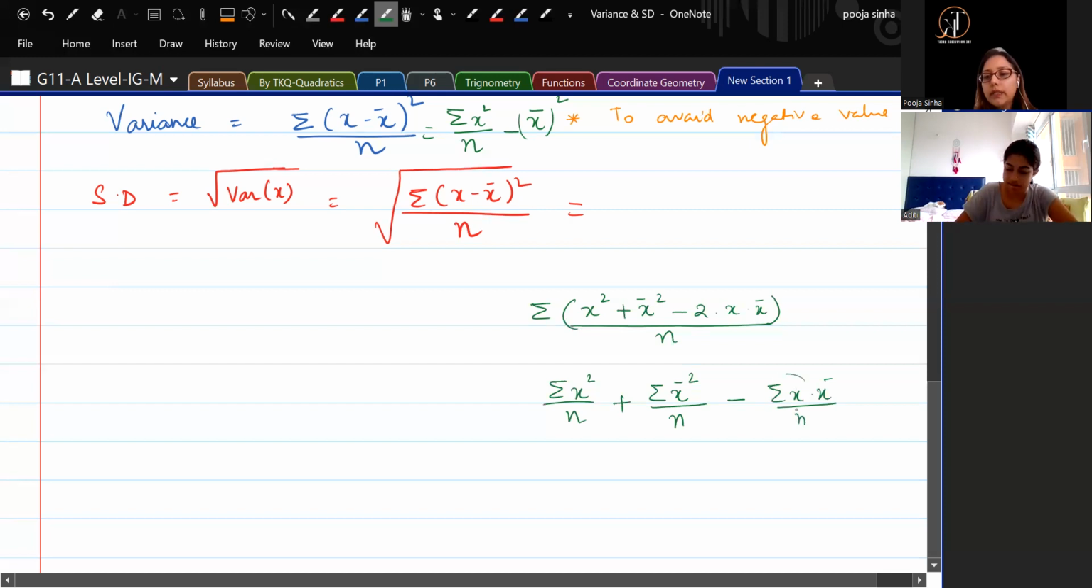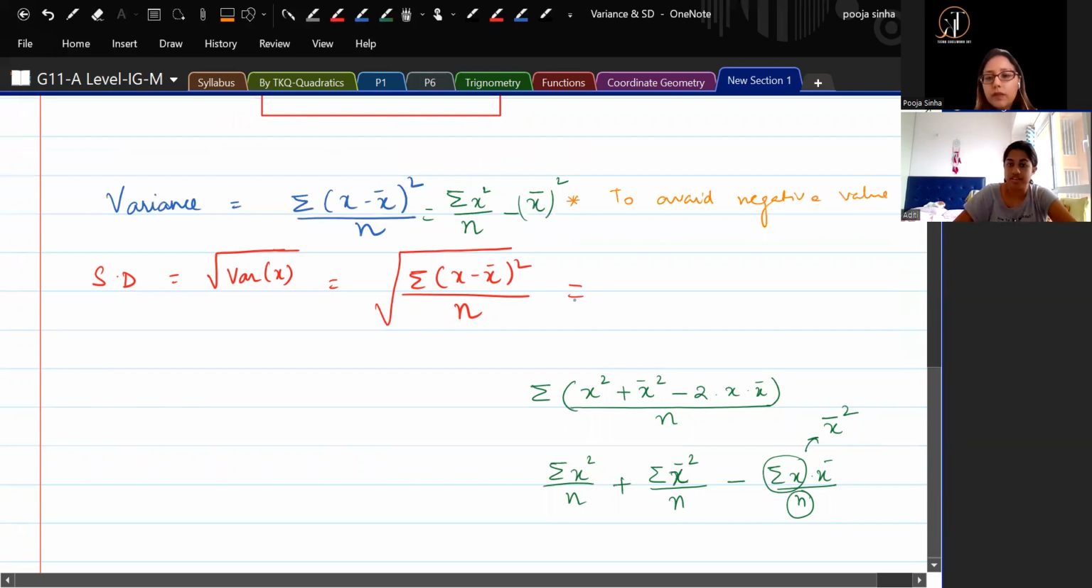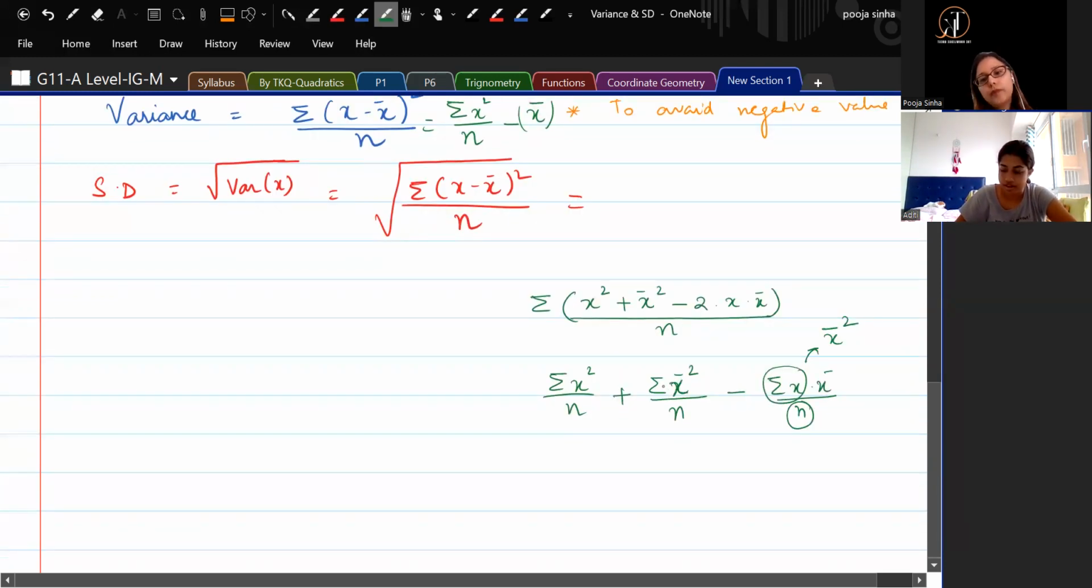अब क्या हुआ, sigma x upon n is nothing but x bar only. So this part becomes x bar into x bar, it becomes x bar square, right? And sigma x square upon n वाला जो value है, so this becomes sigma of x square upon n. This is discarded, so you're left with sigma x square upon n minus x bar square. That's your formula.